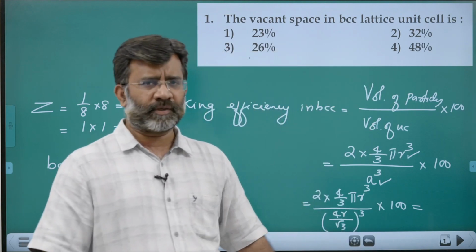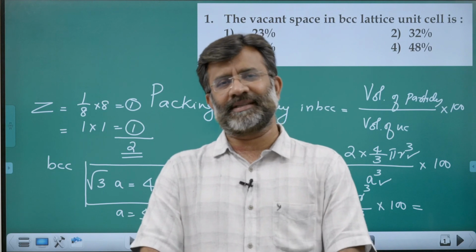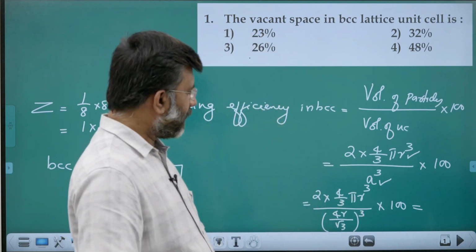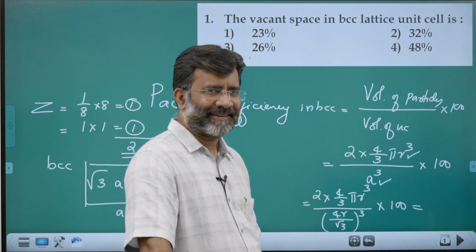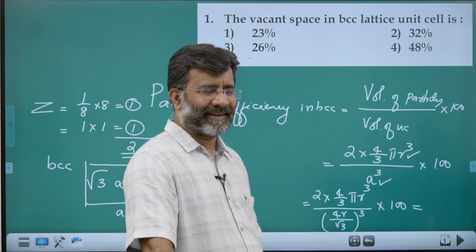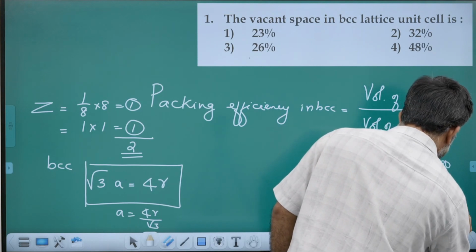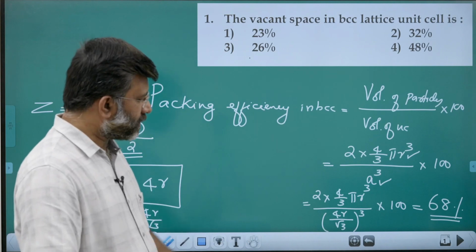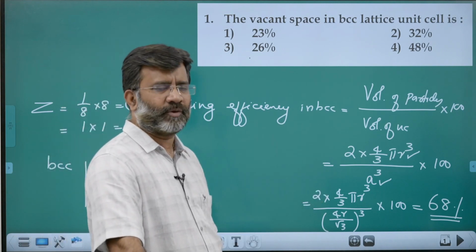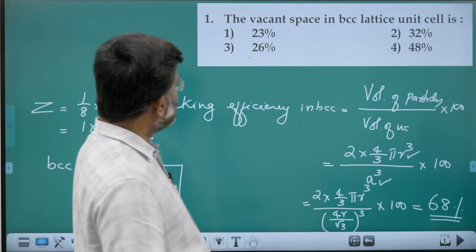You have worked out, but I am just reminding you, right? And what will be the packing efficiency you are going to get? Hope you remember. In BCC it is 68%. Upon calculating, you will get 68%. Simple calculation you can work out.